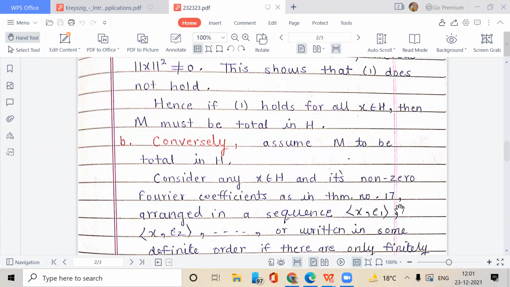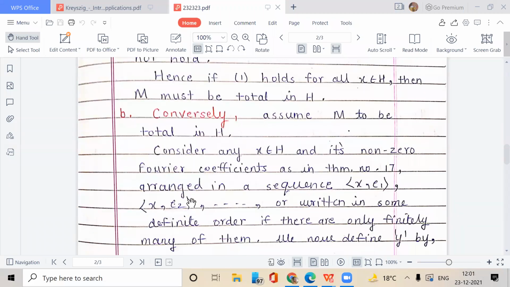Its non-zero Fourier coefficients, as in theorem number 17, arranged in a sequence inner product x, e1, inner product x, e2 and so on, or written in some definite order.